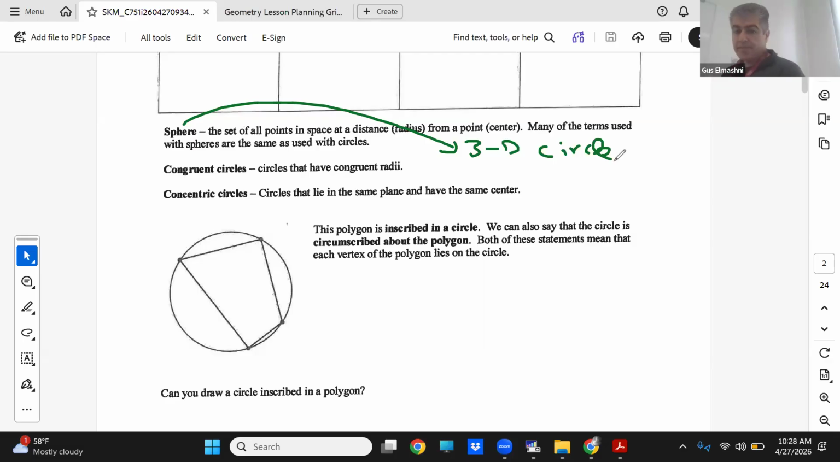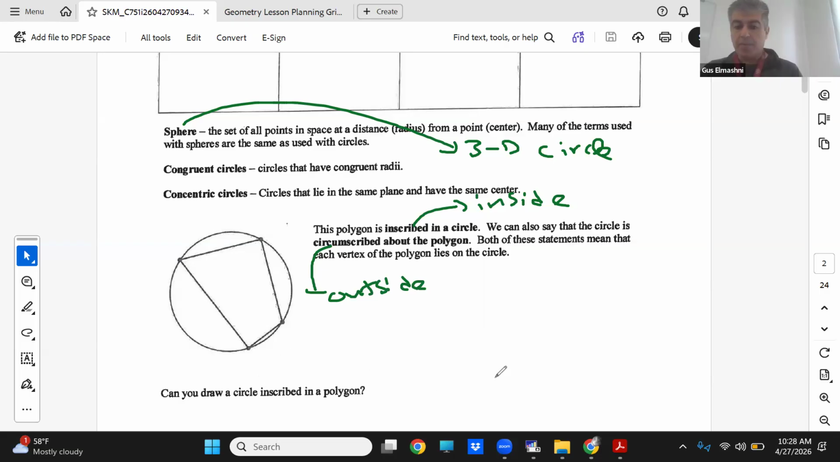A polygon inscribed in a circle. Inscribed means inside. Circumscribed means outside. And both these things mean that each vertex of the polygon lies on the circle. Okay. Oh, so the circle's outside, right? Fine, whatever.